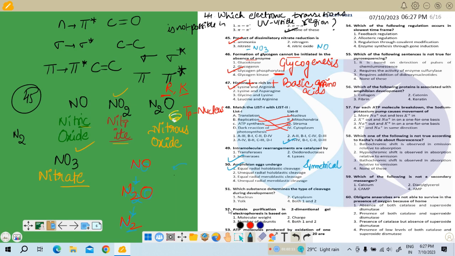Which substance determines the type of cleavage during development? Nucleus, cytoplasm, yolk, both 1 and 2. This is nucleus as well as cytoplasm, both 1 and 2. This is from developmental biology, in case of sea urchin.